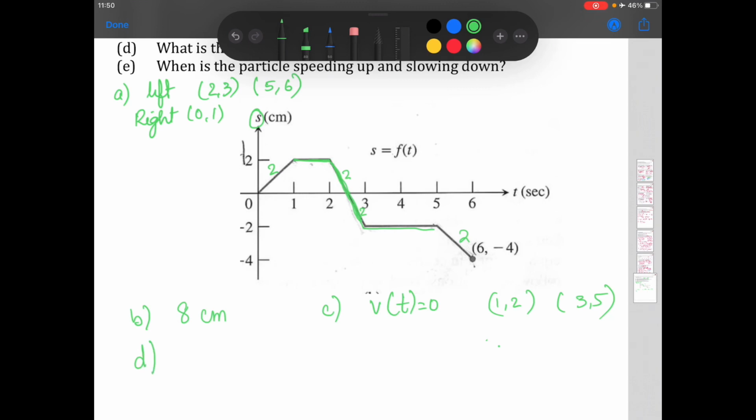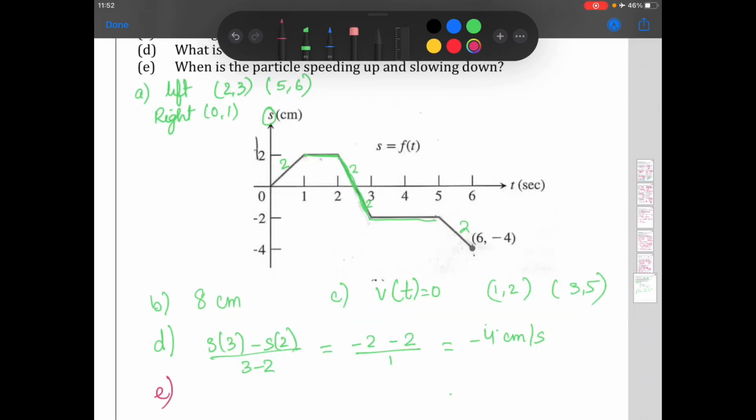So for part D, if I find S of 3 minus S of 2 over 3 minus 2, that will give me my slope or my velocity of the particle at 2.5. So S of 3 is what? Negative 2. Minus S of 2 is what? 2. Over 1. So negative 4. So it's negative 4 centimeters per second.